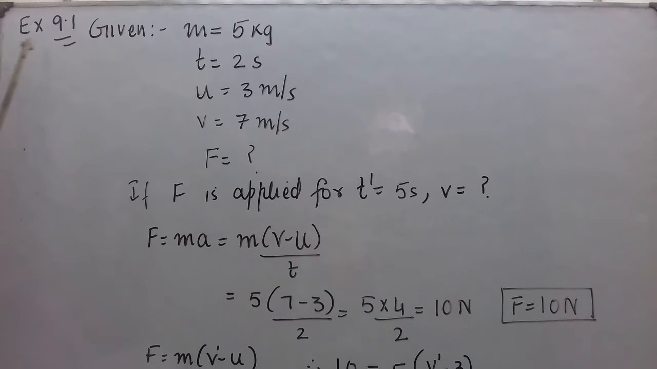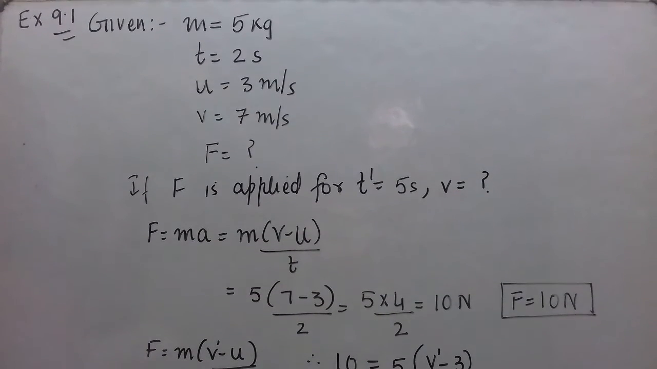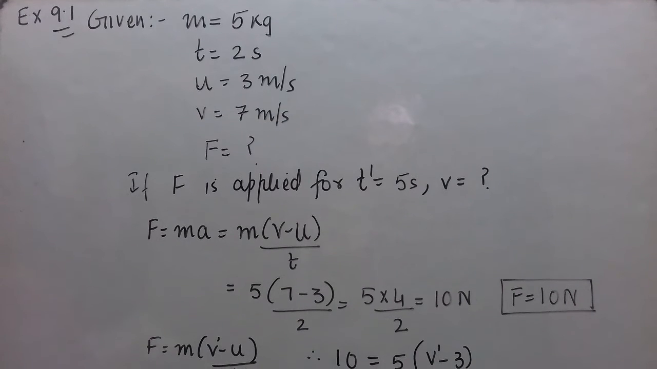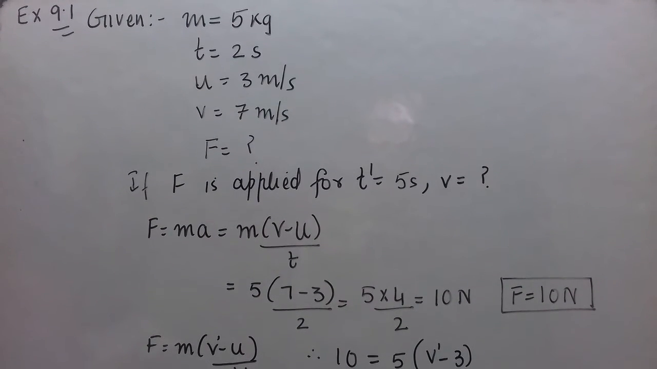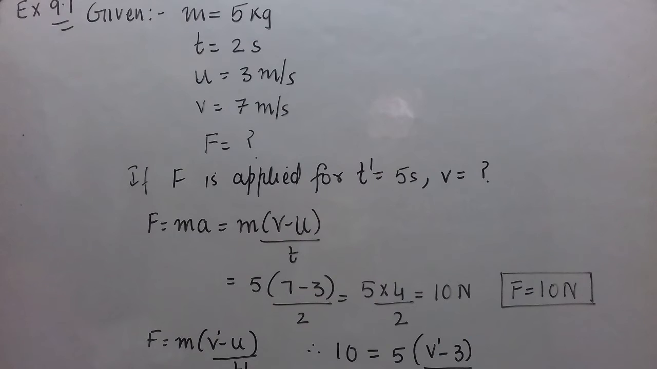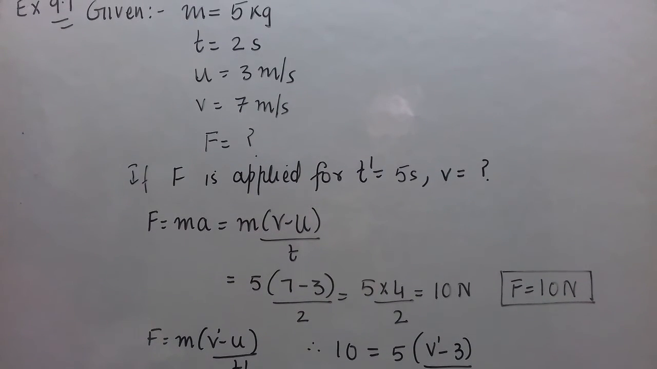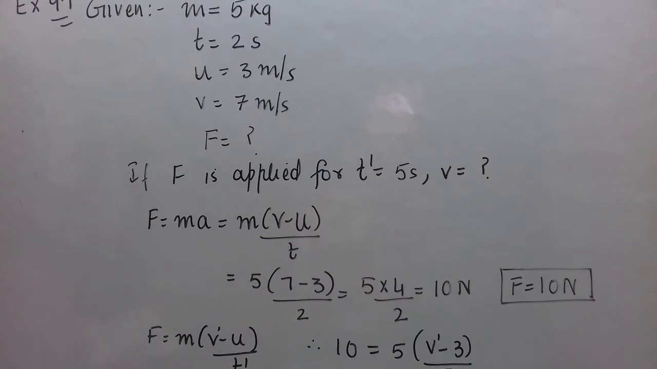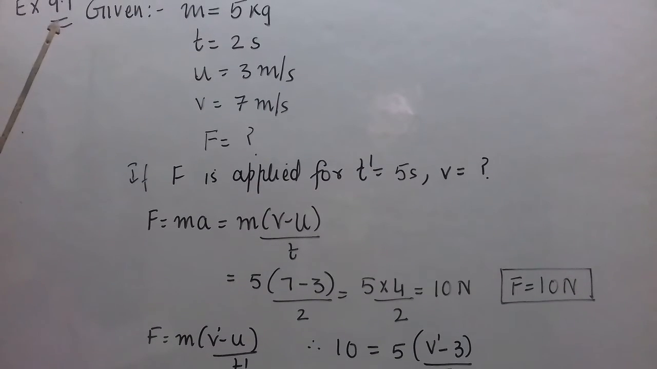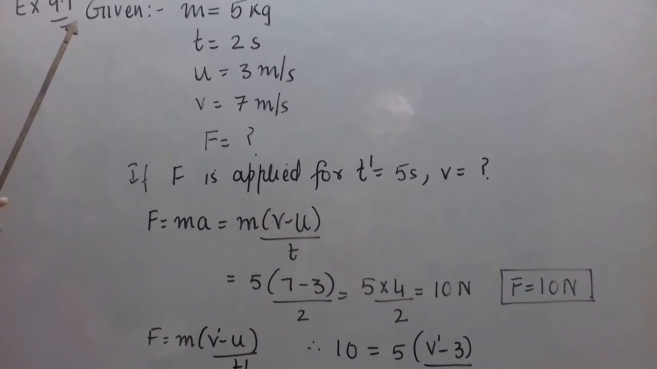So I'll read example 9.1. A constant force acts on an object of mass 5 kg for a duration of 2 seconds. It increases the object's velocity from 3 meter per second to 7 meter per second. Find the magnitude of the applied force. Now, if the force were applied for a duration of 5 seconds, what would be the final velocity of the object? As usual, I'll read it for the second time and then we will write what is given. You should write it. A constant force acts on an object of mass 5 kg.